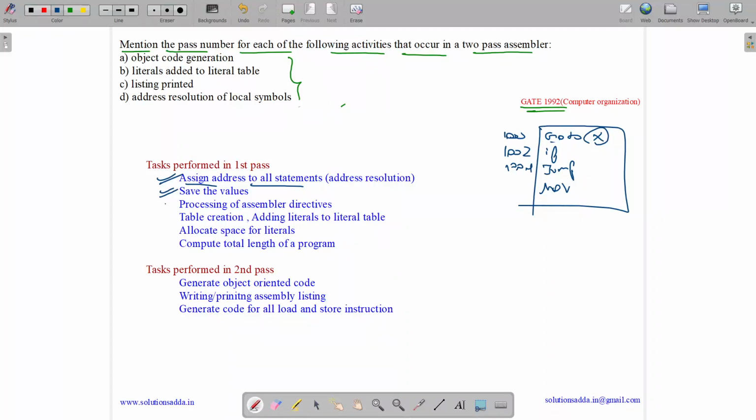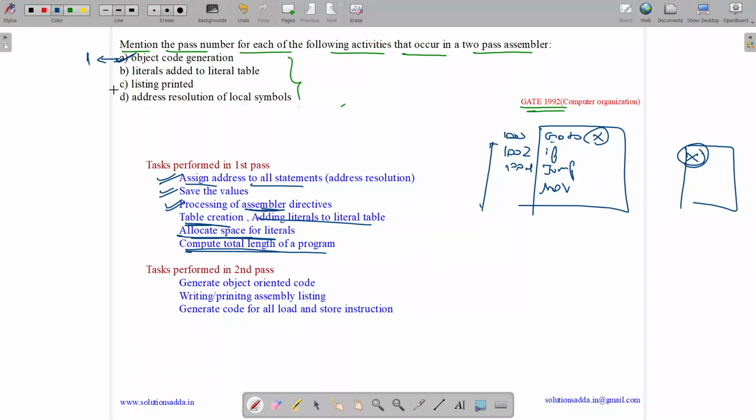Processing the assembler directives, we have certain assembler directives, we process them. Table creation, we create a table for like this X and we add the literal to that table. Allocating space for literals, we allocate the space for these literals and compute the total length of our program. Okay, so what all is done in the first pass? Object code creation is done in the first pass. Literals are printed in the first pass.